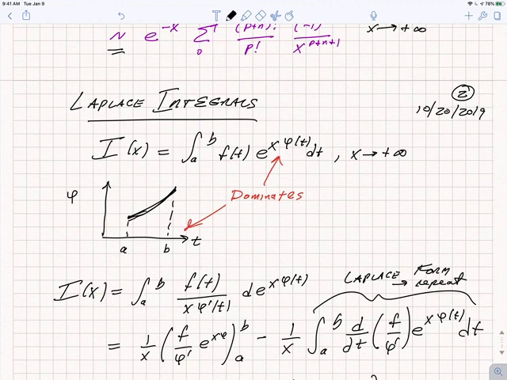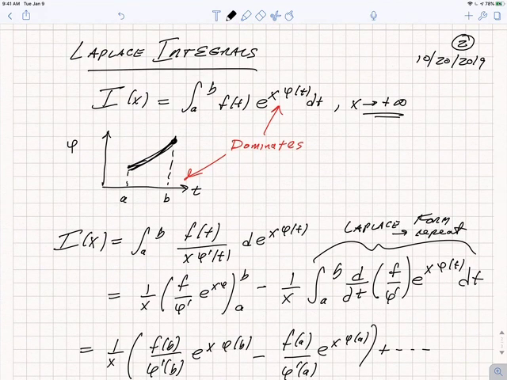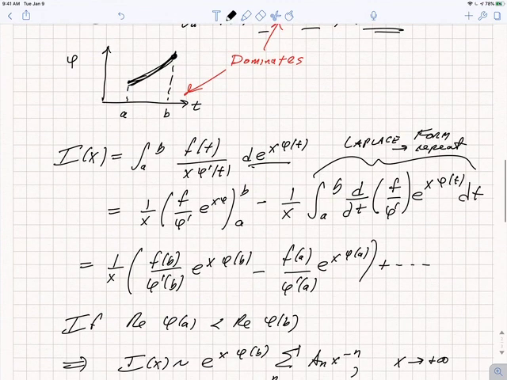In the way we've drawn it as increasing from a to b, we would expect that as x goes to plus infinity, the value of the integral is dominated by the right endpoint. And we can extract the value of the asymptotic expression by doing a manipulation very similar to the one we just did. We can rewrite e to the x phi of t dt as d of e to the x phi of t over x times phi prime of t. Integration by parts then gives us the first term plus higher order terms.